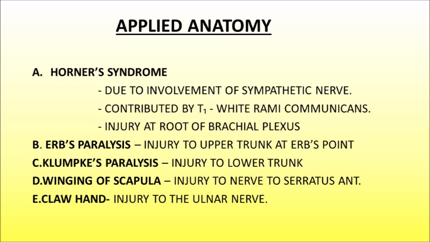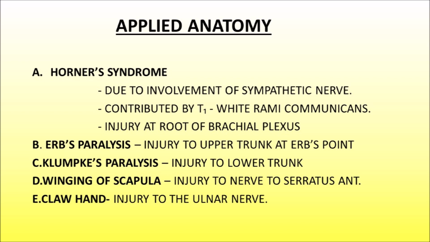There are 5 important applied anatomy points. The first one is Horner's syndrome. It is due to the involvement of the sympathetic nerve, which is contributed by T1 through the white rami communicans. It usually occurs due to an injury at the root of the brachial plexus. Erb's paralysis: injury to upper trunk, usually at the Erb's point, causes Erb's paralysis.